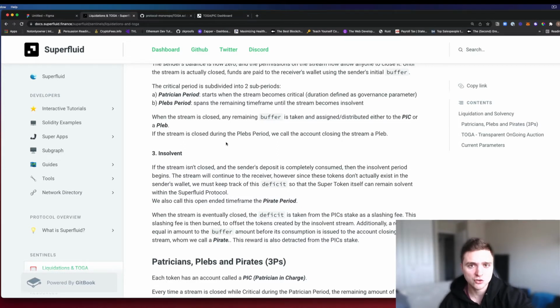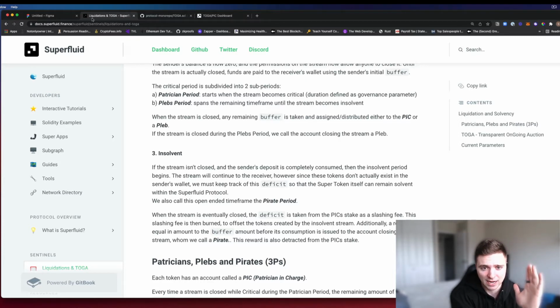The patrician in charge, or PIC, is someone who stakes funds to receive rewards that are earned in this period by closing streams. The patrician in charge will earn the reward regardless of which Sentinel closes the stream, if it happens in that period. So that patrician period is early on.